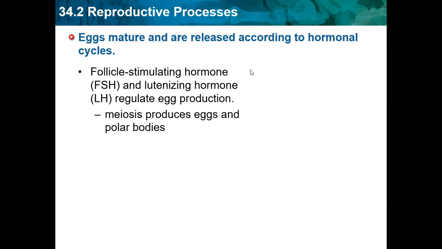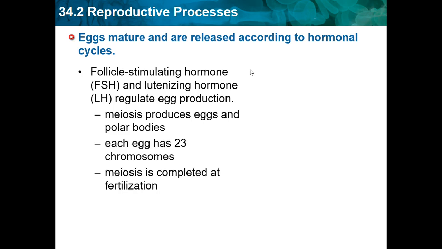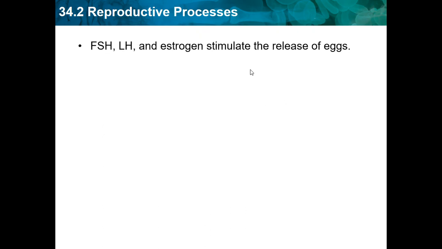Meiosis produces eggs and polar bodies. So meiosis is the sexual reproduction. It produces cells with half the DNA, so they have 23 chromosomes. And meiosis is complete at fertilization. So FSH and LH and estrogen stimulate the release of eggs.